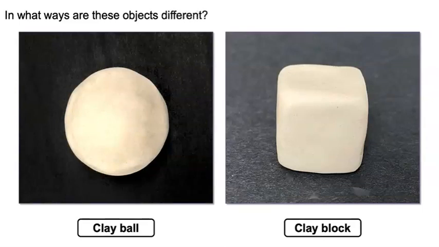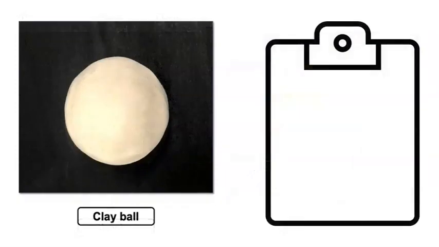In what ways are these objects different? I noticed that these objects are different shapes. Did you notice that too? When we describe what we observe, we can describe the object itself or the material the object is made of.